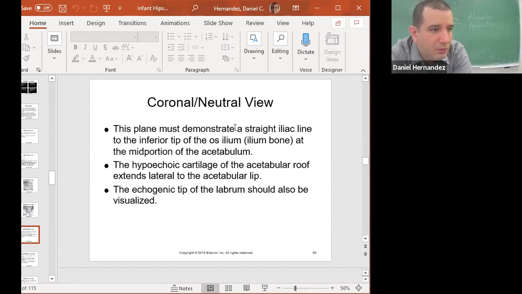So with our coronal neutral view, the plane must demonstrate a straight iliac line to the inferior tip of the ilium bone, the midpoint of the acetabulum. The hypoechoic cartilage of the acetabular roof extends lateral to the acetabular lip. The echogenic tip of the labrum should also be visualized. So it's important, try and visualize that labrum.